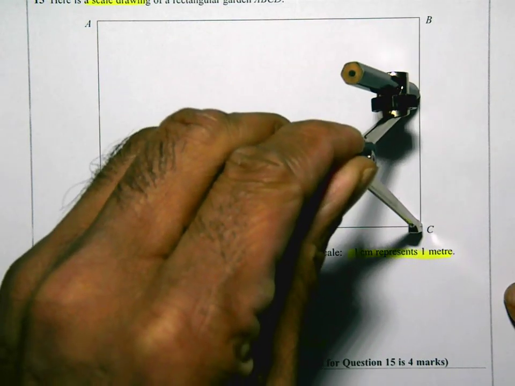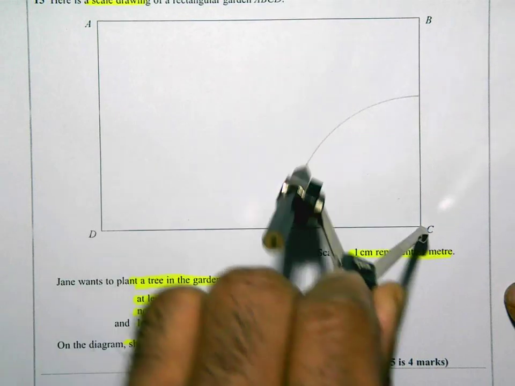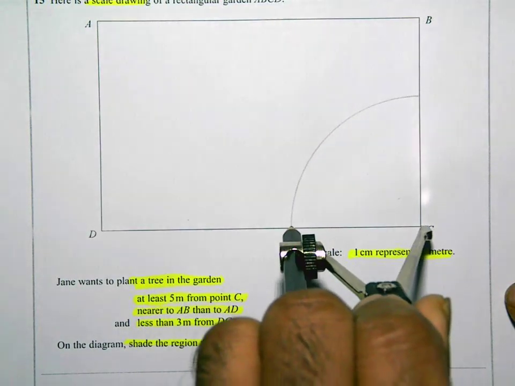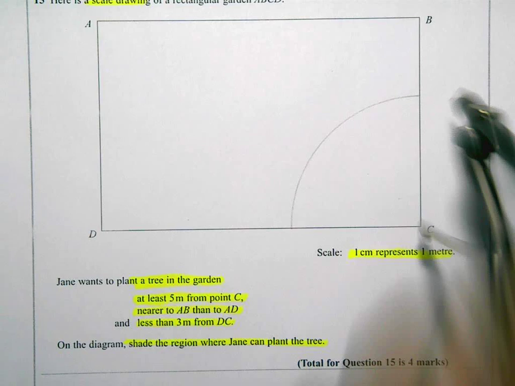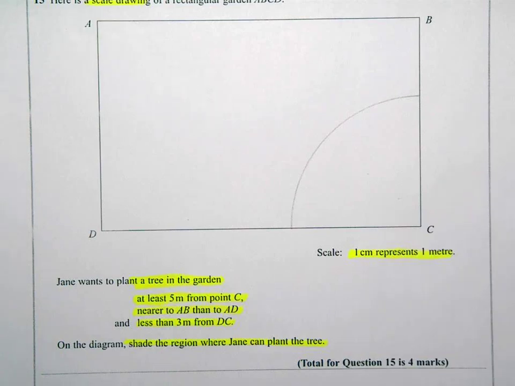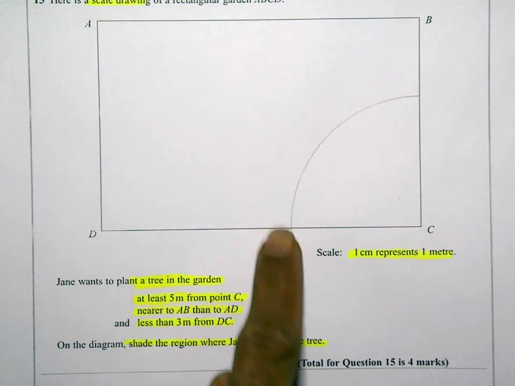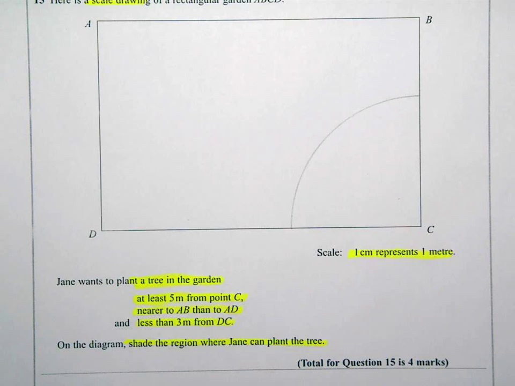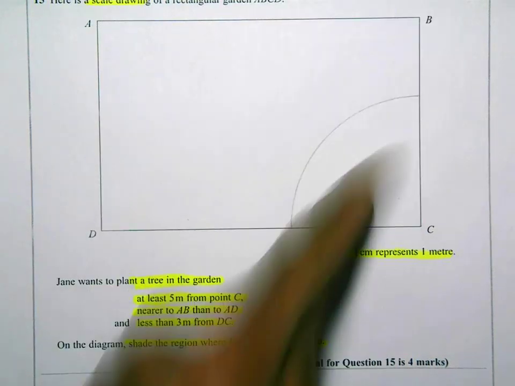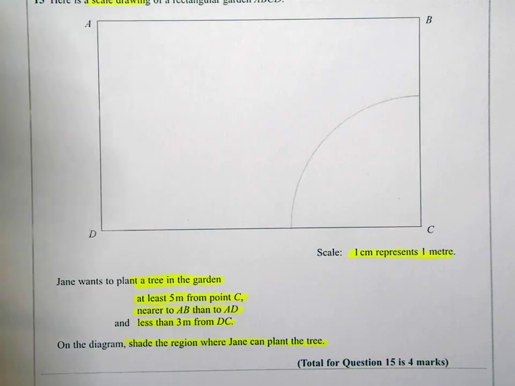I'm not going to draw outside the rectangle. I don't need to make it too dark, I just need to make it so that I could see it. So that's 1 mark there. That's the locus of all the points which are 5 centimeters away from C. But they said she wants to plant the tree so that it's at least 5 meters from point C, so it can't be inside that space, it could be all on the outside.